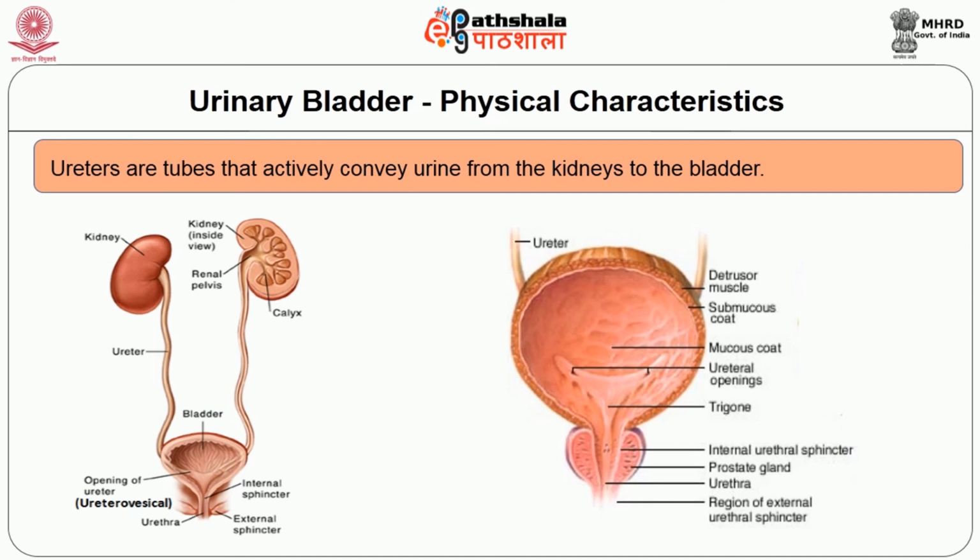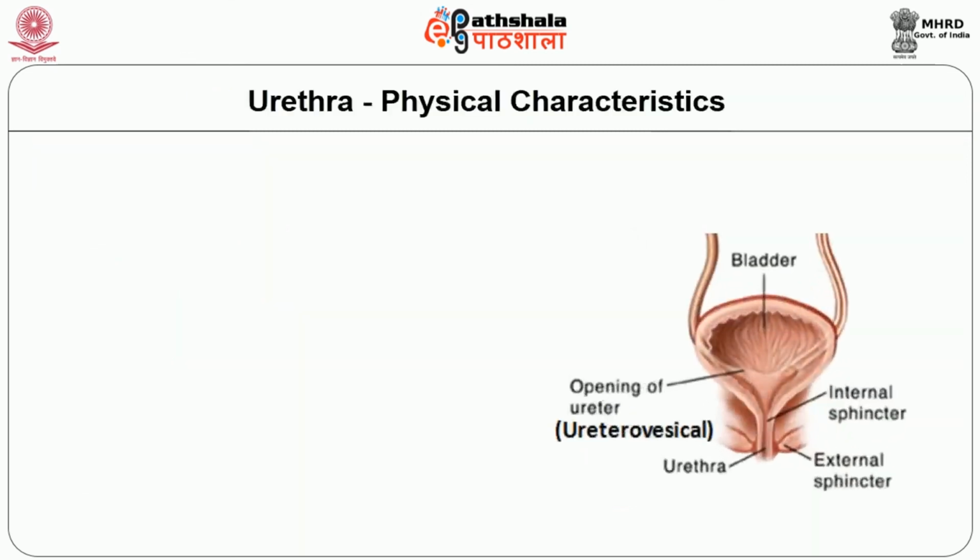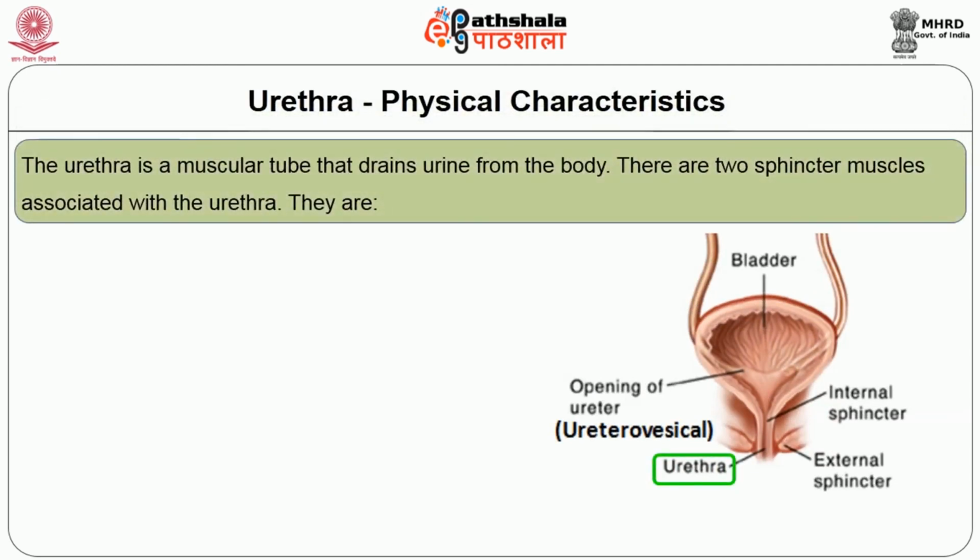The wall of the bladder has 3 layers: an outer adventitia, a middle layer of detrusor muscle, and an inner mucosa that is highly folded to allow distension of the bladder without a large increase in the internal pressure. The urethra is a muscular tube that drains urine from the body. It is 3 to 4 centimeters long in females but closer to 20 centimeters in males.